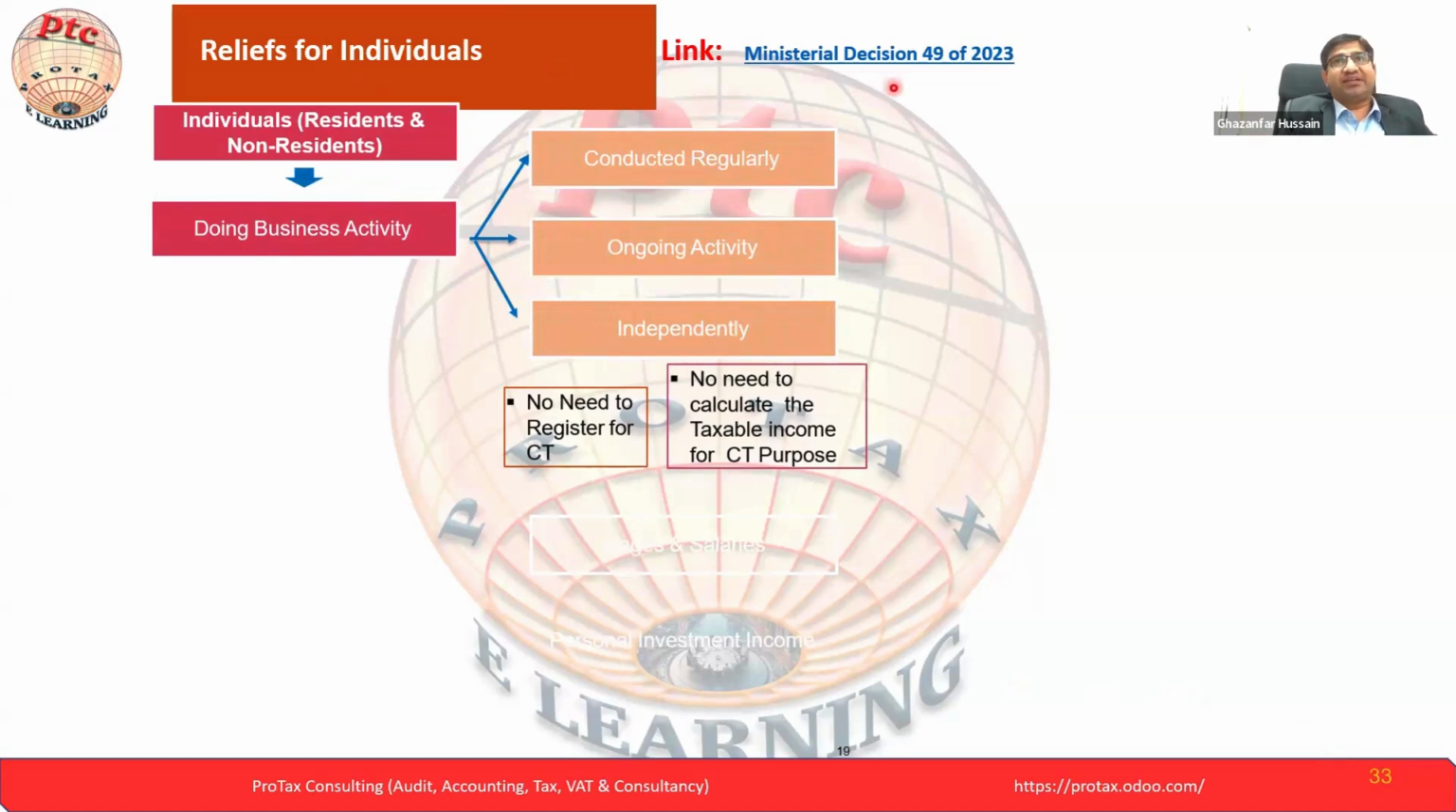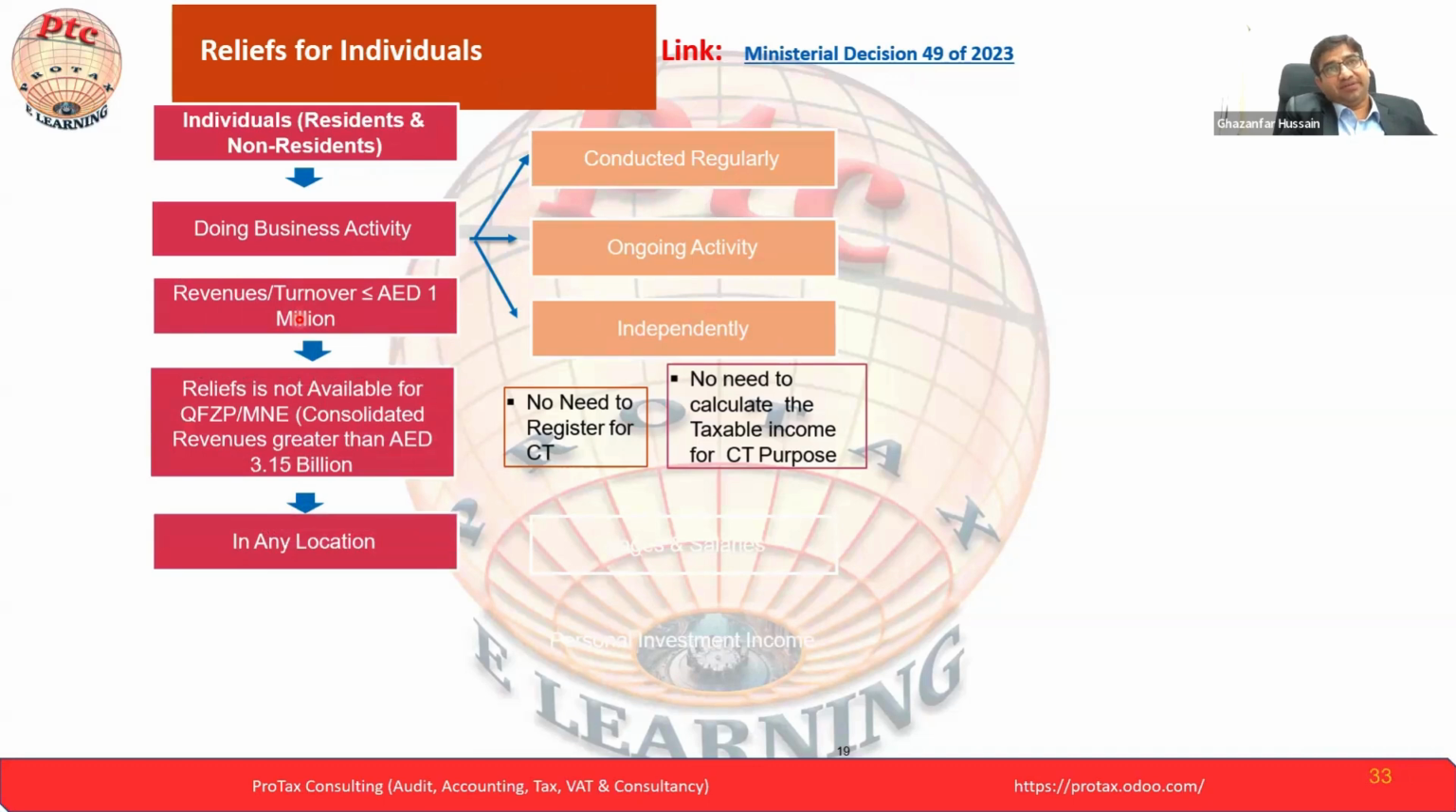Relief for natural person: the decision is ministerial decision 49 of 2023. Based on that, the relief for individuals, resident or non-resident persons, doing business activity. Now, the important point, as explained earlier also: doing business activity independently, ongoing, conducted regularly. Okay. The main activity, the regular activity, if this is the case, we will consider this as a business activity. Next, the revenue. If the revenue is less than 1 million.